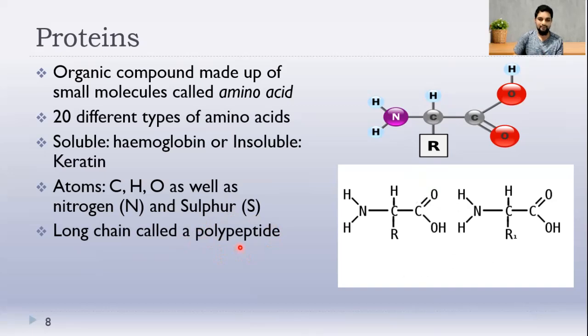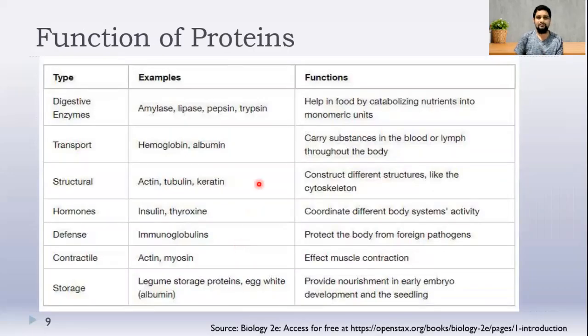Poly meaning many. So there are several different functions that protein have as compared to carbohydrates, and we will briefly look at some of the functions here. One function is that they assist in digestion. Examples of proteins that assist in digestion are the enzymes amylase, lipase, pepsin, and trypsin. These are enzymes, and enzymes are made of proteins.